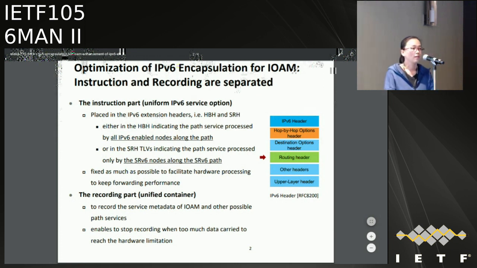So generally, the instruction part of the path services is fixed, so that could facilitate the hardware processing. We also define a unified container to carry the recording part. That is to record the service metadata of the IOAM and probably other path services. That would enable us to stop recording when we find there is already too much data, so that could avoid reaching the hardware limitation.